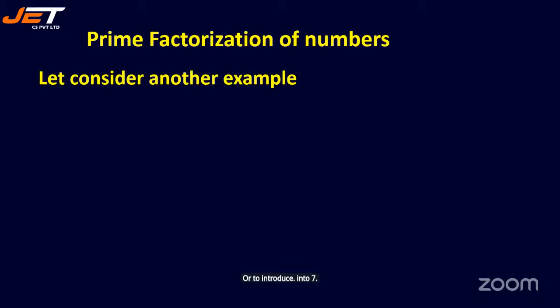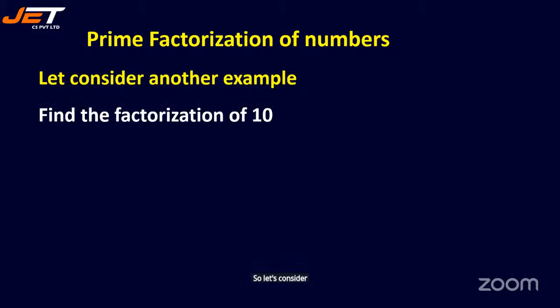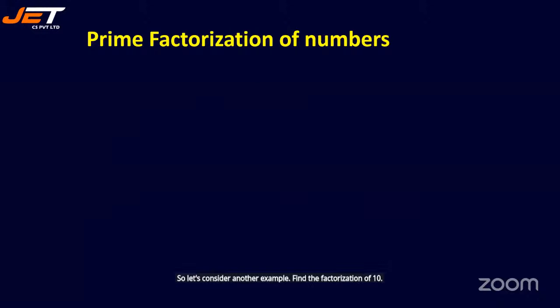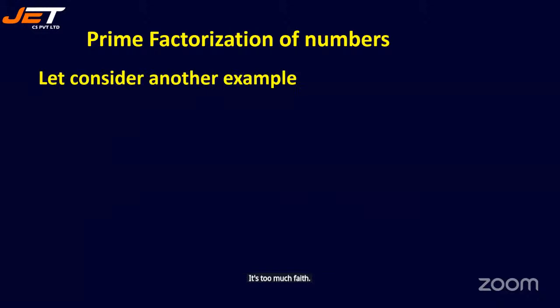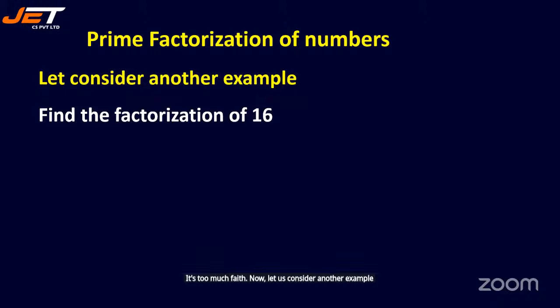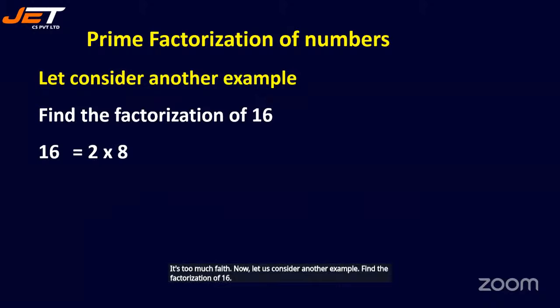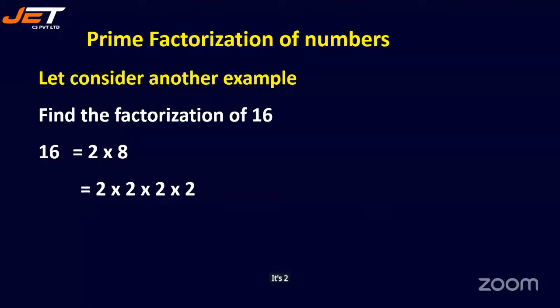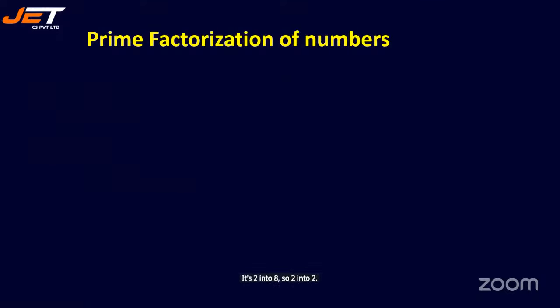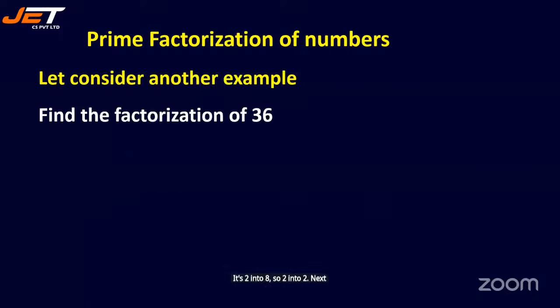Next we have another example. Find the factorization of 10, which is 2 into 5. Now let us consider another example. Find the factorization of 16, which is 2 into 8, so 2 into 2 into 2 into 2. Next, let us consider another example. Find the factorization of 36.